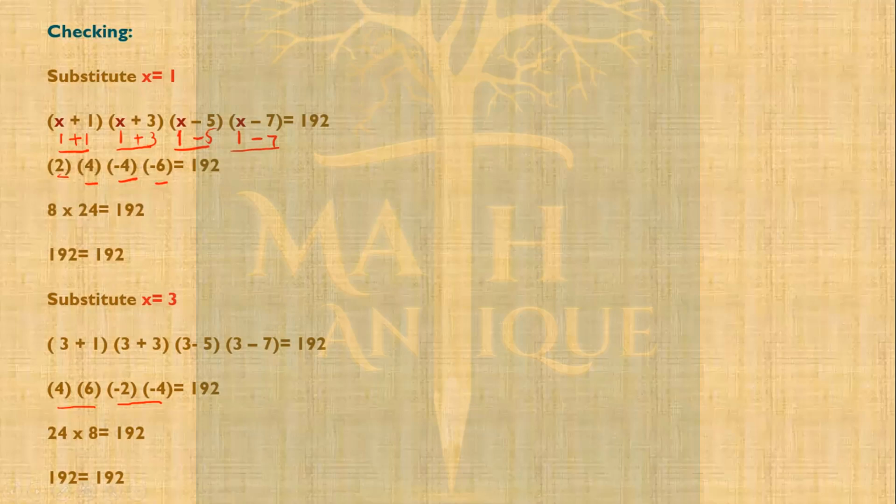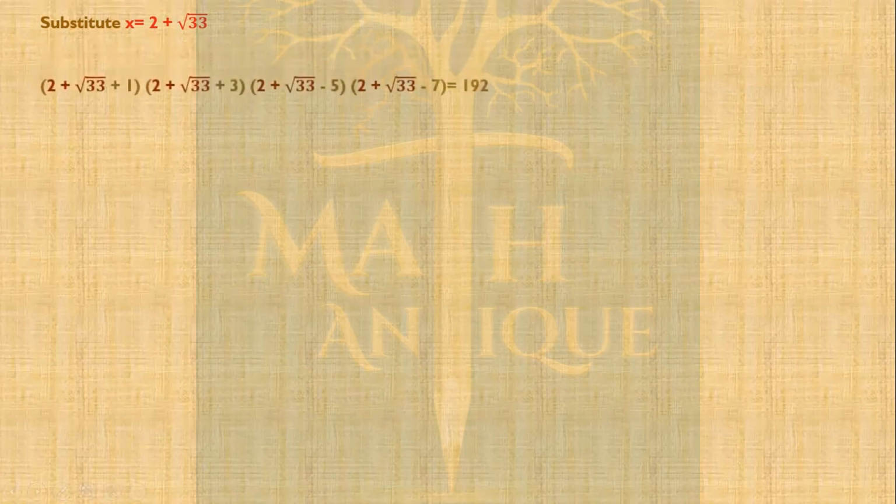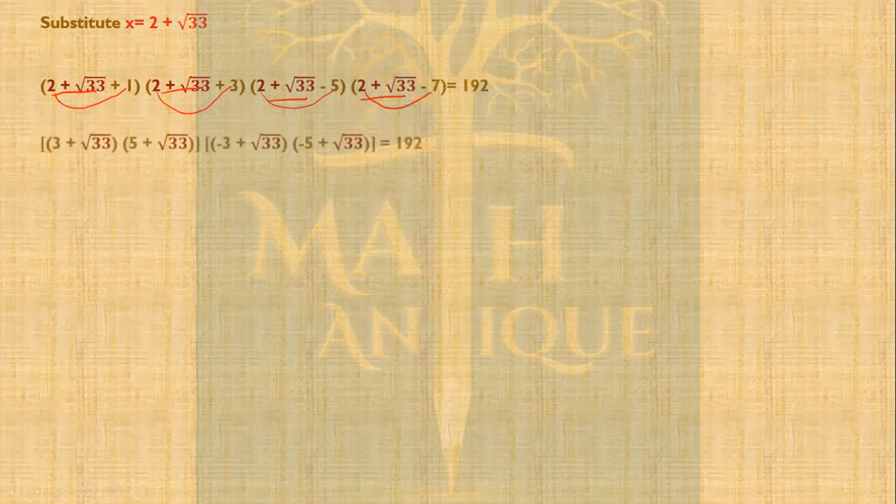Now we will take the third value, x is equal to 2 plus under root 3. Now let's check it. This is the value of x plus 1, x plus 3, x minus 5, x minus 7. After simplification, these two are 2 and 1. These two are like terms, these two are like terms. So we will simplify the like terms. After simplification, it would be this.